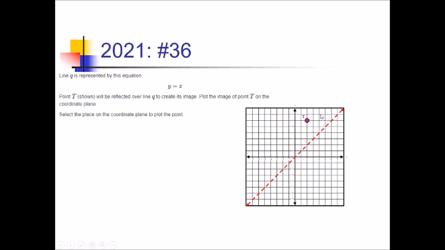And then I just need to reflect T over this line. So we are 2 diagonal units this way. If I go 2 diagonal units in the other direction, that brings me here, which I'll call T prime, and that's all I actually had to do on this one.